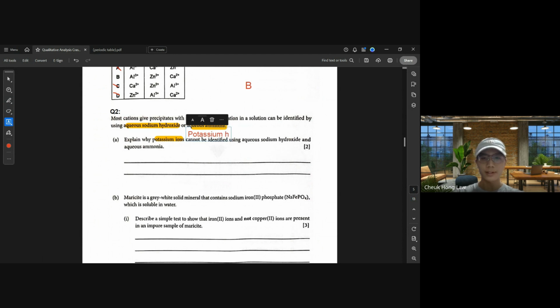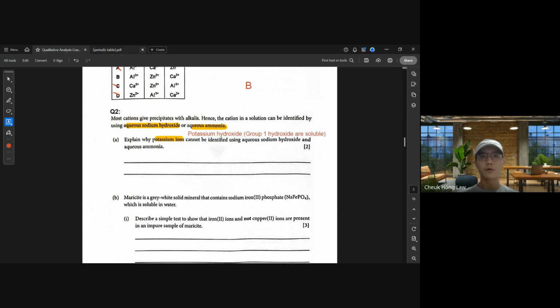It will form potassium hydroxide. Okay. And if you remember your solubility table, right? Group 1 hydroxides are all soluble. Okay, group 1 hydroxides are soluble.